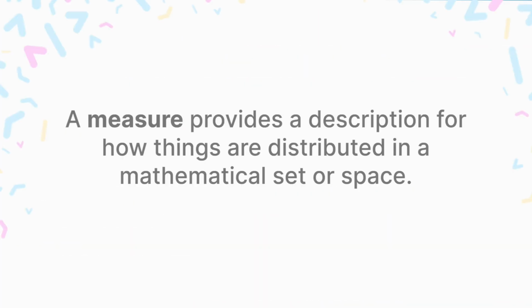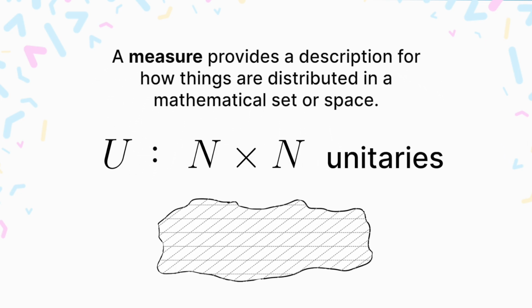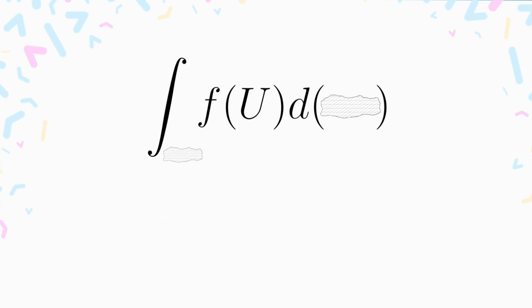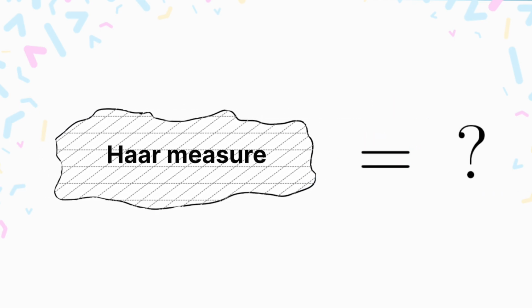Now, what is the Haar measure and how do we use it? Again, a measure is just a description for how things are distributed in a mathematical set or space. And the Haar measure is a description for how n by n unitaries are mathematically distributed. In other words, if we want to integrate a function over n by n unitaries or sample random n by n unitaries, we'd need the Haar measure. Now begs the question, what is the Haar measure?